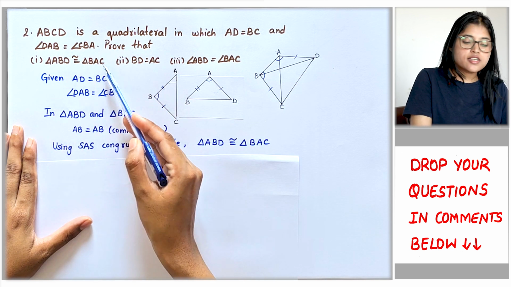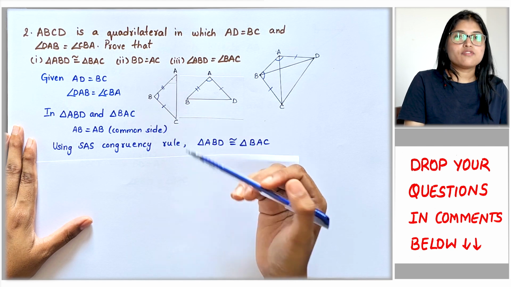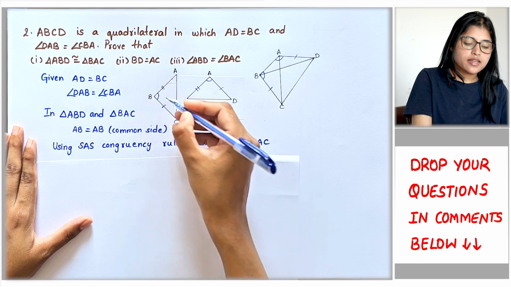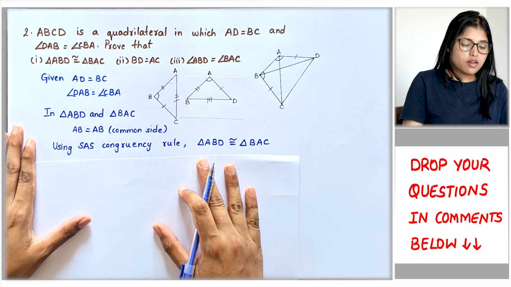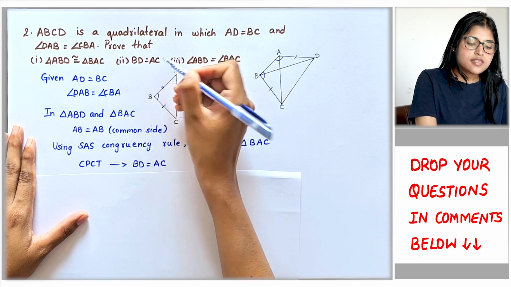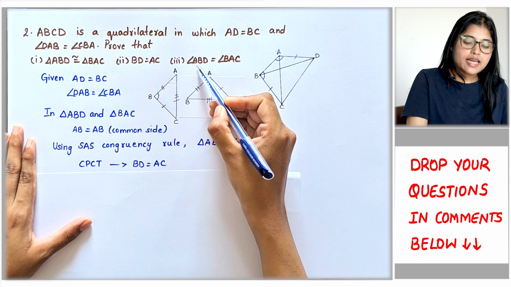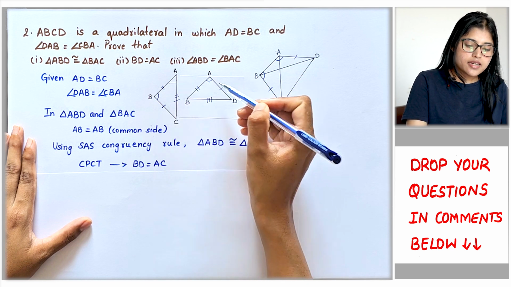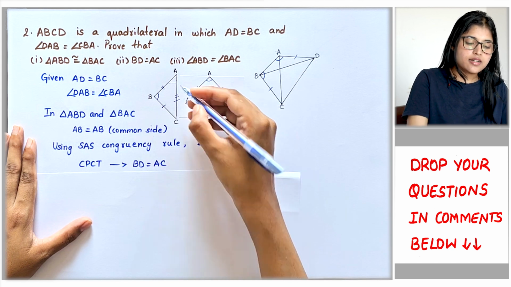We have proved the first part of the question. Now, since these two triangles are congruent, we know that CPCT, that is corresponding parts of congruent triangles, we know that these two sides also have to be equal, which means I can say BD equals AC, which completes the second part of the question. Now coming to the third part, I need to prove that angle ABD equals angle BAC. So angle ABD, that is this angle, should be equal to angle BAC, that is this angle.